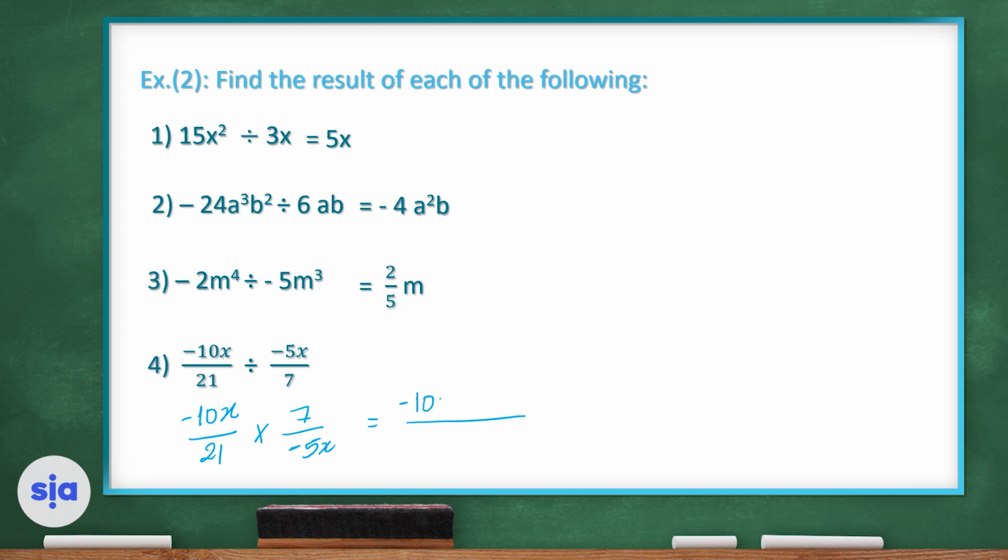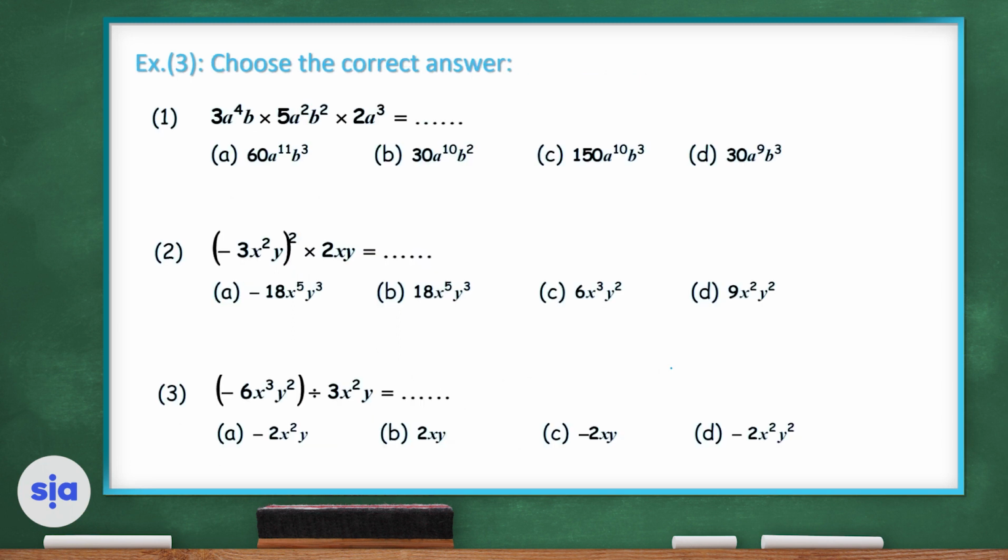This is negative 10x times 7 over 21 times negative 5. If I can simplify this, negative 10 divided by 5 is 2, and the negatives cross out together. Then the 7 divided by the 21 is 1 over 3. So in the numerator, it's 2 over 3. As you can see here, the final answer is 2 over 3.